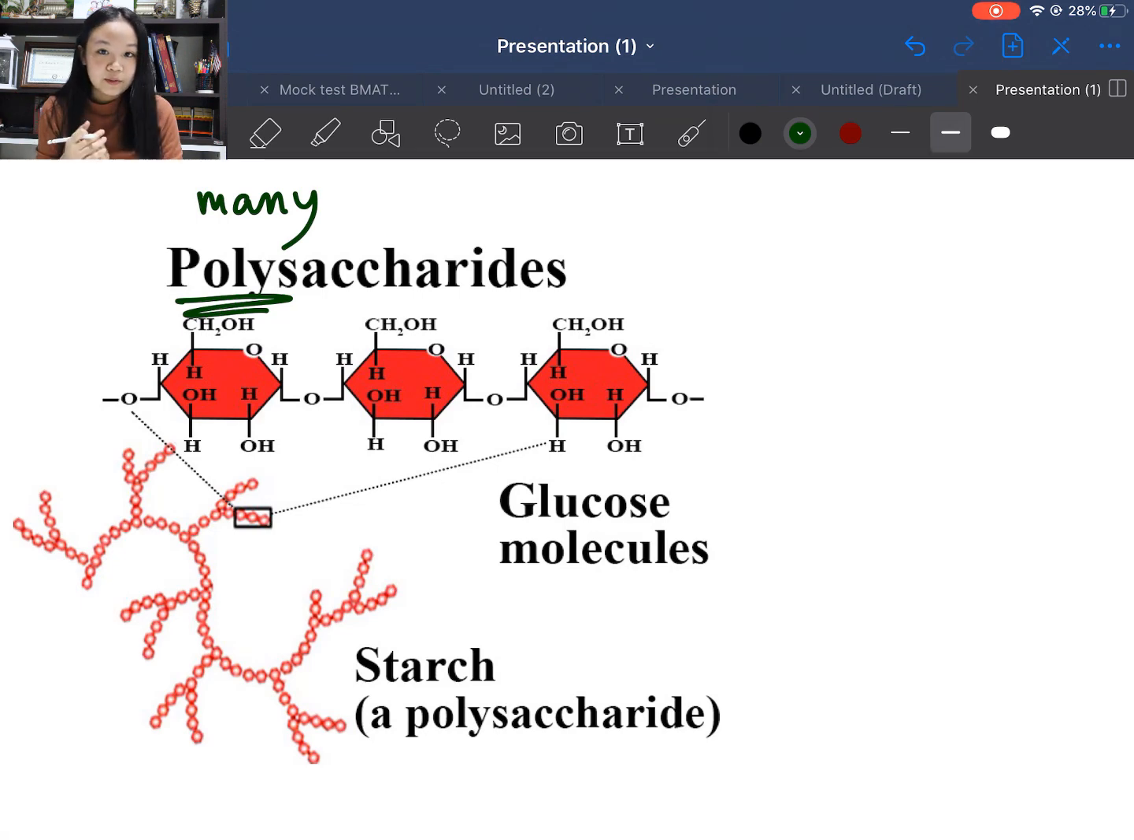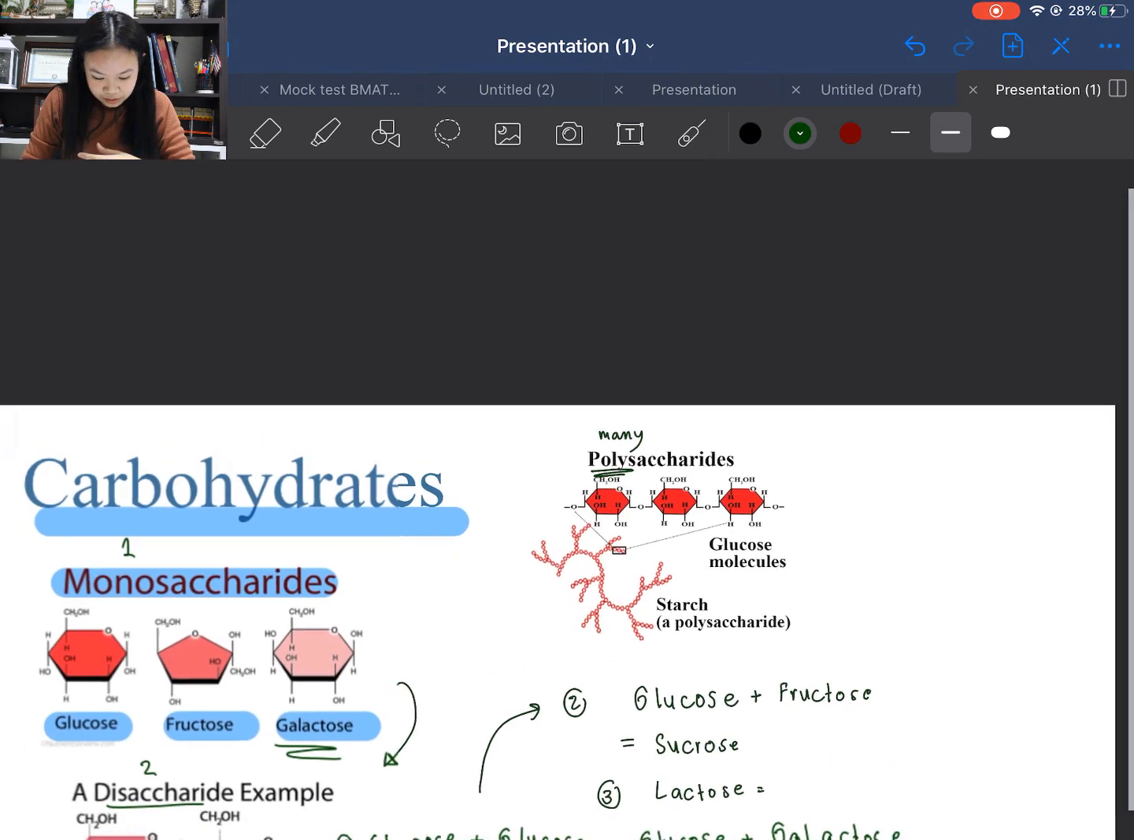So starch is stored in plants. These are just some facts you might need to know. Cellulose is in plants, like in the cell wall, and glycogen is stored in animals. Chitin is actually found in fungi. Yeah, and these are polymers of glucose.